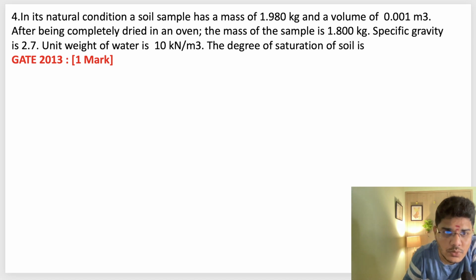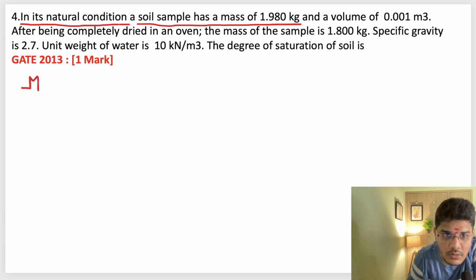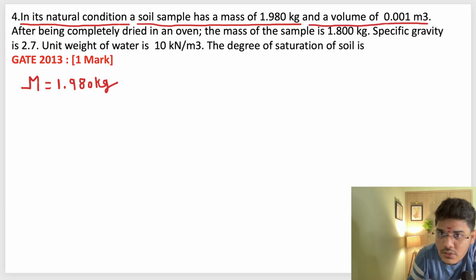problem. So in its natural condition, a soil sample has a mass of 1.980 kg. So that means total mass he has given. Total mass is equal to 1.980 kg and a volume of 0.001 meter cube. That means this is also total volume, 0.001 meter cube.